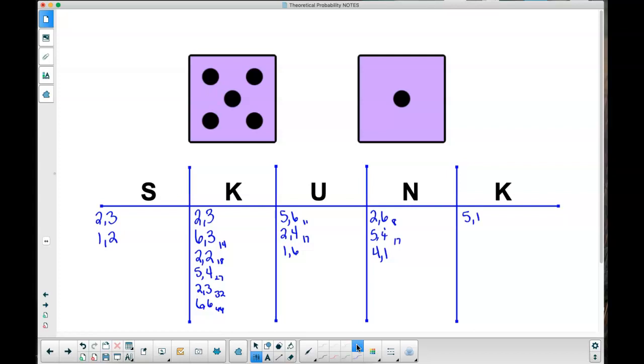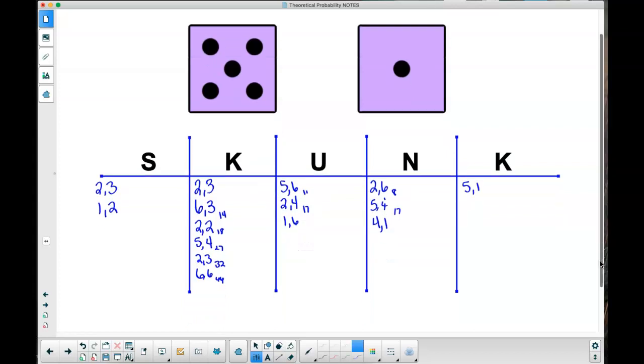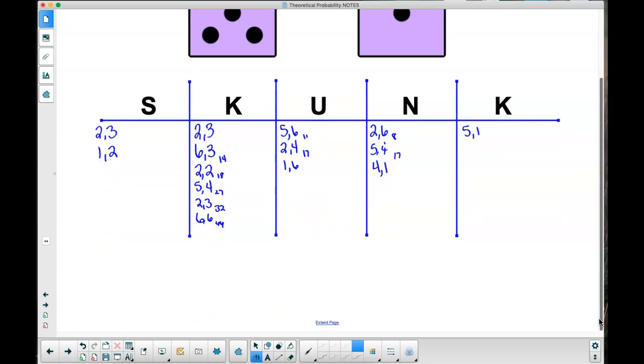Okay, now there's some questions on the bottom. We're going to answer these questions. Based on what happened in the game, are we finding experimental probability or theoretical probability? Experimental, right? Based on what happened in the game, we're looking at experimental probability. The first one says the probability of losing all your points for one round. How many times did you lose all your points in one round? Or how many times did that occur?